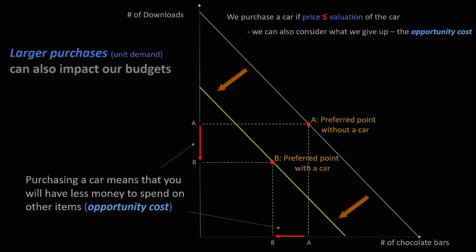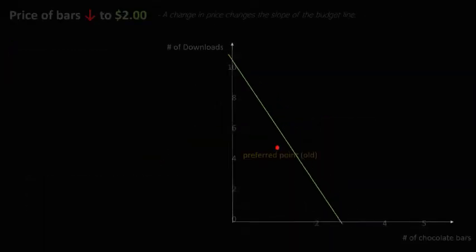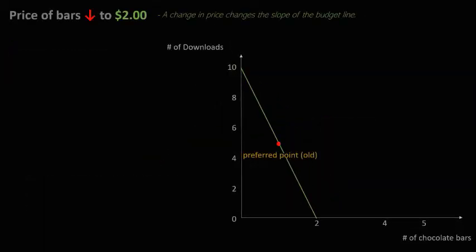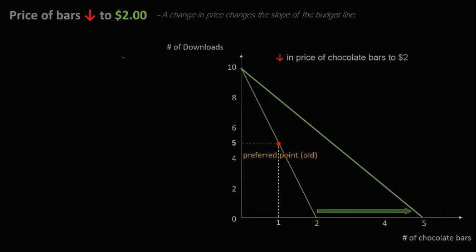Now let's consider what happens when the price of a good changes. In this case, the price of chocolate bars is going to go from $5 down to $2. We've got our old preferred point here of 5 downloads and 1 chocolate bar. The change in price is going to change the slope of the budget line. Now that chocolate bars are $2, when we take our $10 of income and divide by 2, we can now purchase 5 chocolate bars. Now we're going to have a new preferred point. In this case, we increase the consumption of chocolate bars from 1 to 2, and we increase the consumption of downloads from 5 to 6.